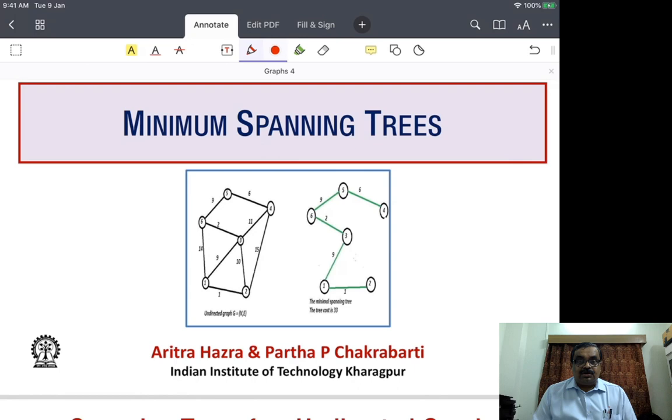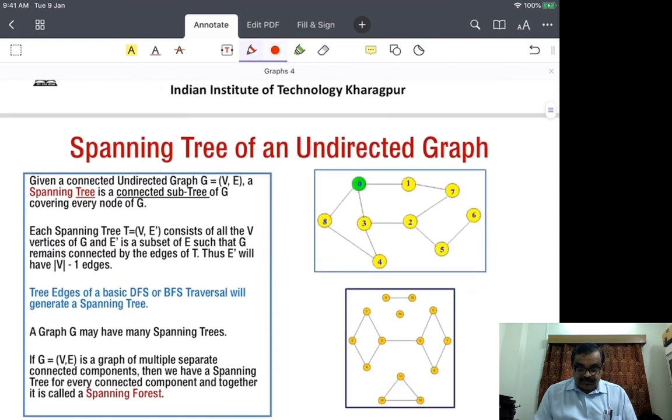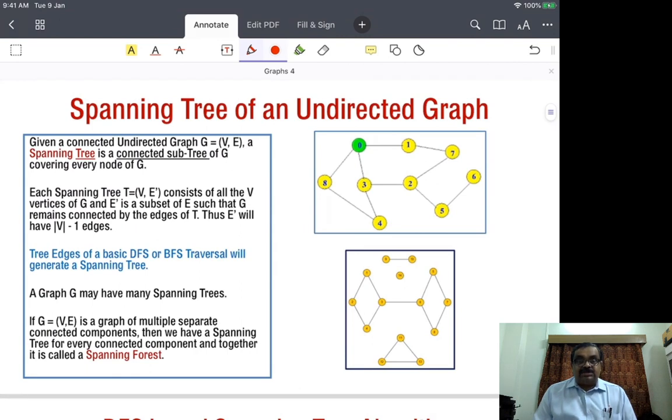Hello everybody. Today we come to our fourth lecture on graphs and we cover a very important topic called the minimum spanning tree or the minimum cost spanning tree of a graph. The spanning trees are defined over undirected graphs and minimum cost spanning trees are defined over weighted undirected graphs. But before we come to the minimum cost spanning tree, let us come to the definition of a spanning tree.